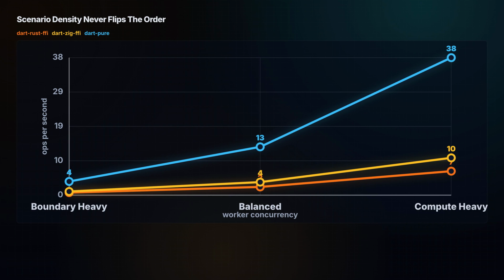If you scale by scenario density instead of by language fandom, the pattern is pretty blunt. Rust wins the boundary-heavy case, the balanced case, and the compute-heavy case. Zig stays second in every one of them. Pure Dart stays third in every one of them.